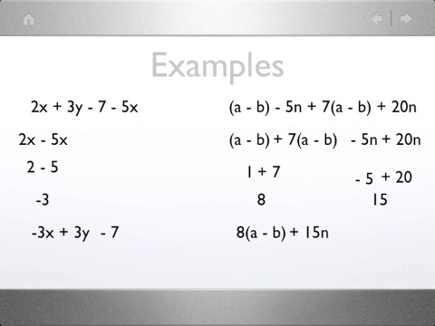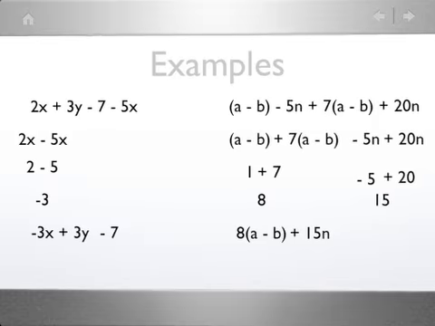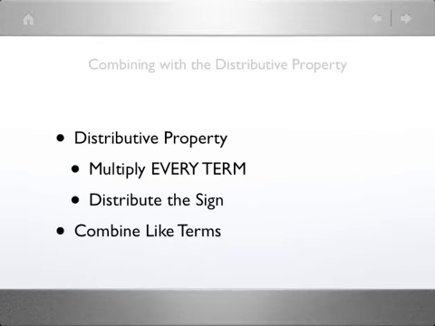Well, I hope that you were able to follow along with that example. If not, go ahead and review it. But I'm going to move on to combining like terms using the distributive property. So if you remember, the distributive property is where you take that number outside the parenthesis and multiply it to every term inside the parenthesis.